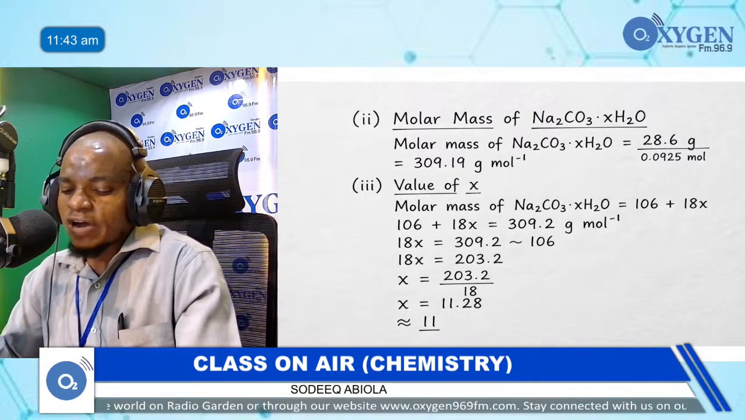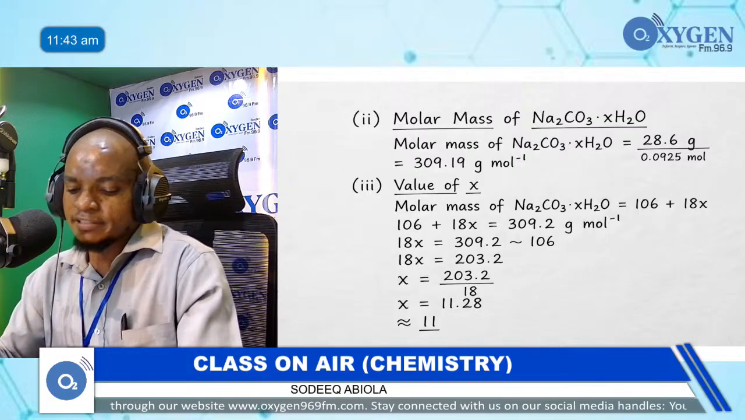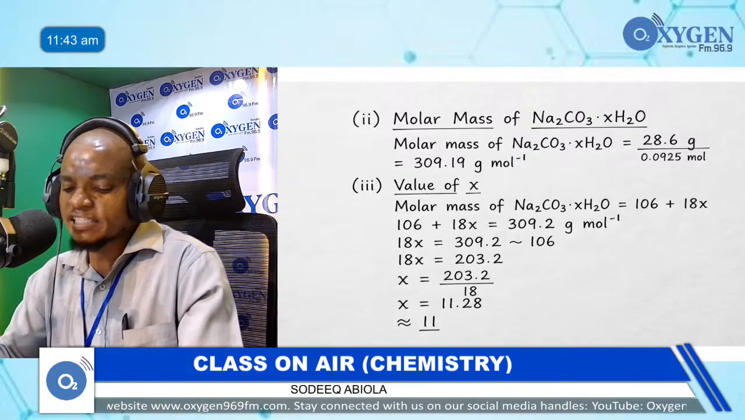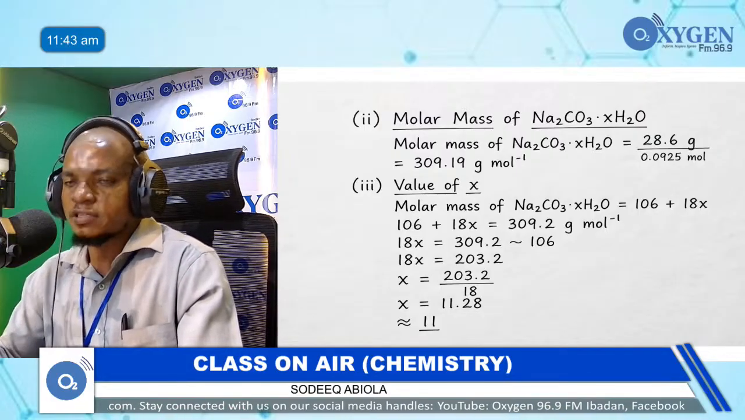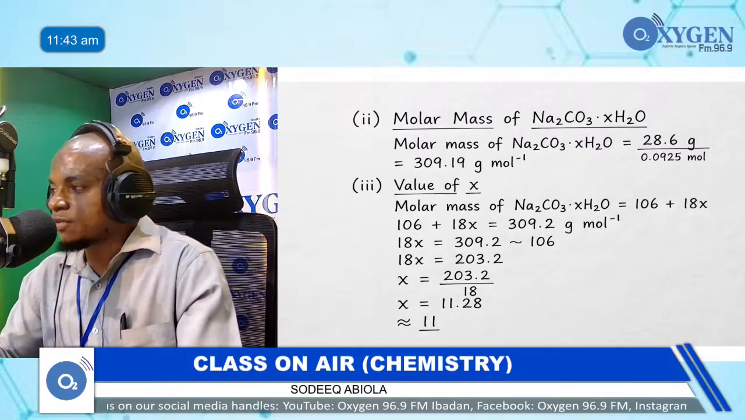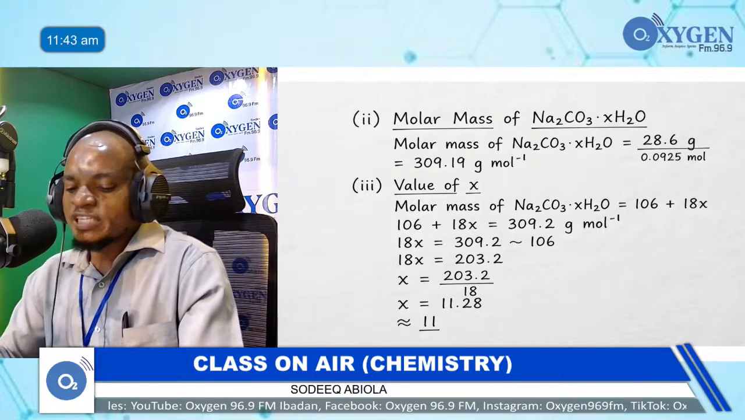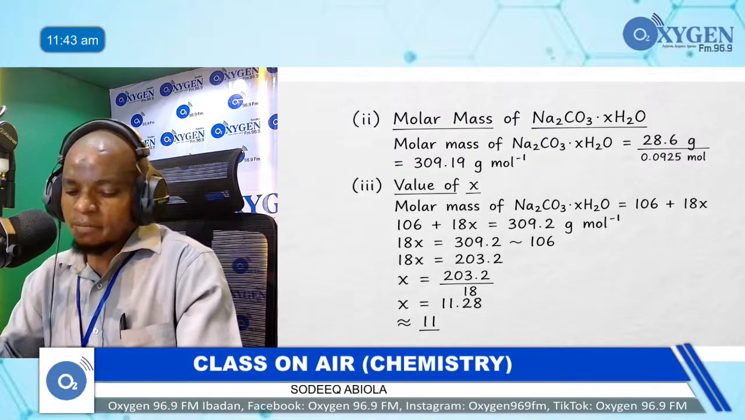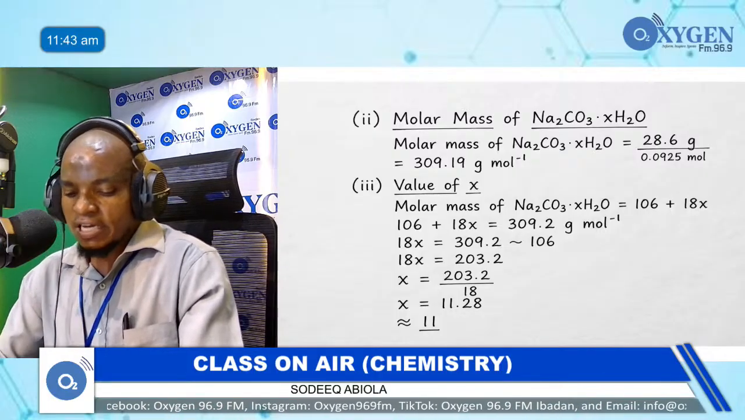So we are looking for x. That means we divide both sides by 18. By dividing both sides by 18, our x will be 11.28. Now you need to take note of this. The value of your x, which is the number of moles of water of crystallization, should be a whole number. So you approximate it to the nearest whole number, which is 11.